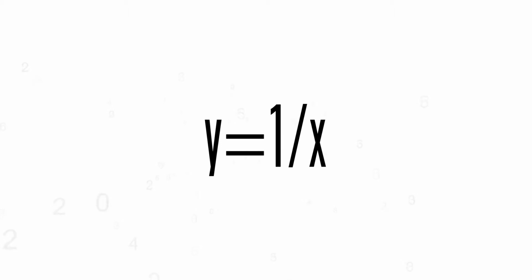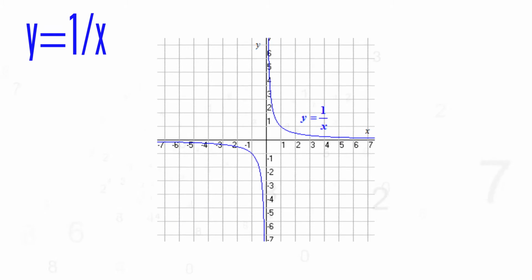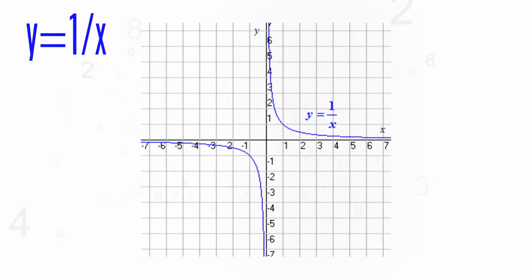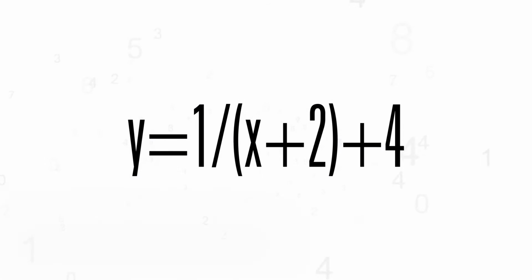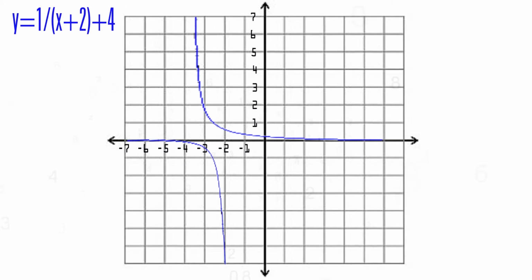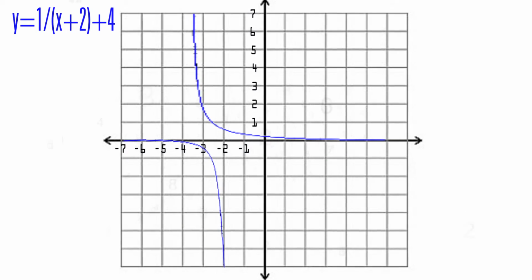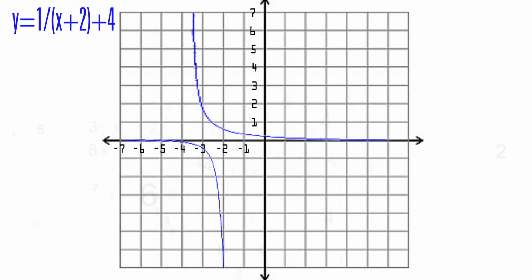Y is equal to 1 over x is the rational function and is the most basic form of this parent function. Its graph is known as a hyperbola and might have asymptotes. Y is equal to a over x minus h plus k is an example of a rational function. There is a vertical asymptote at x equals h and a horizontal one at y equals k.